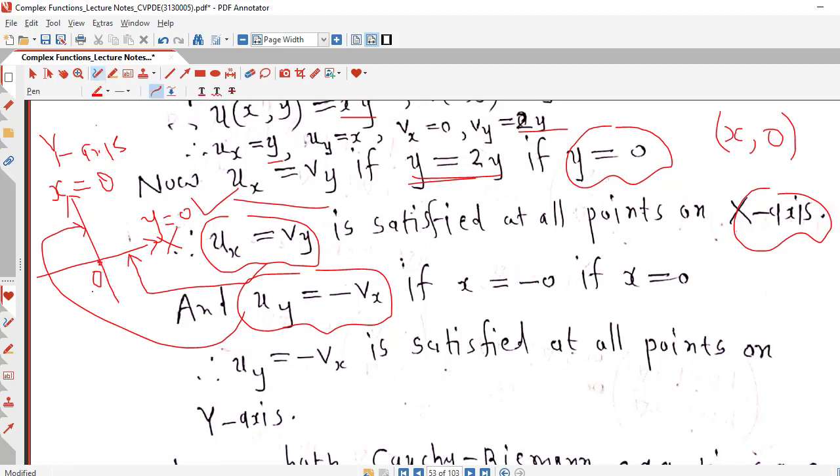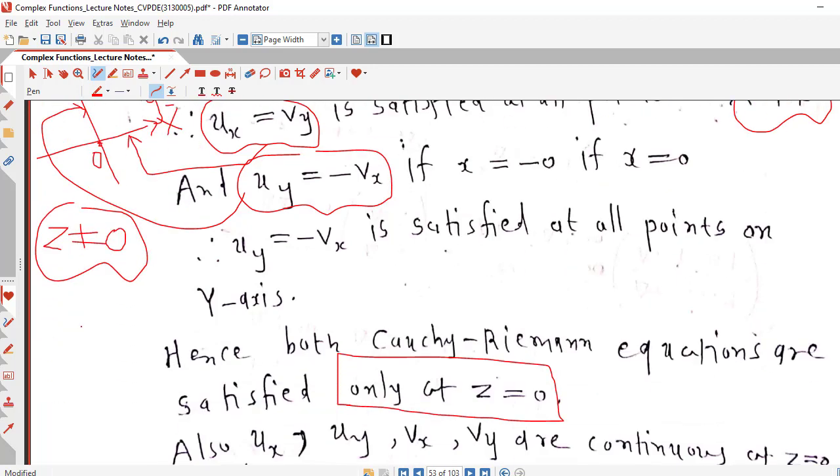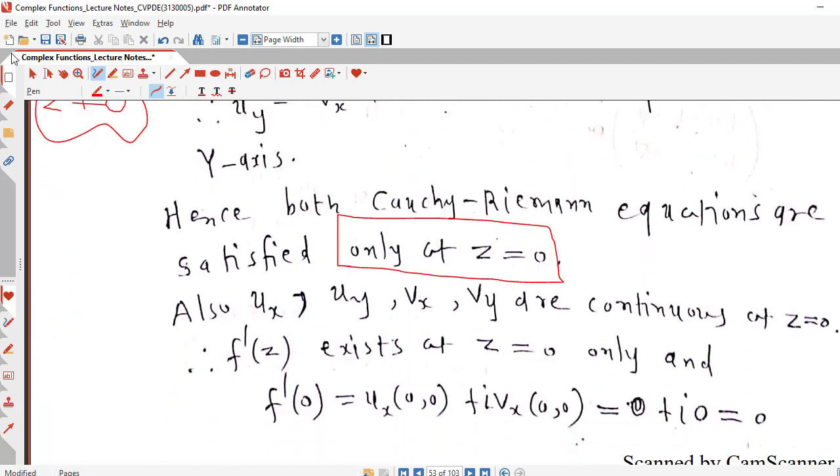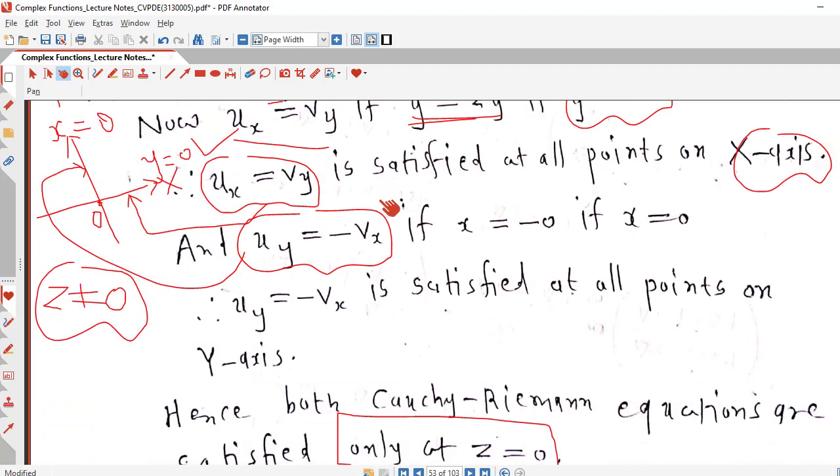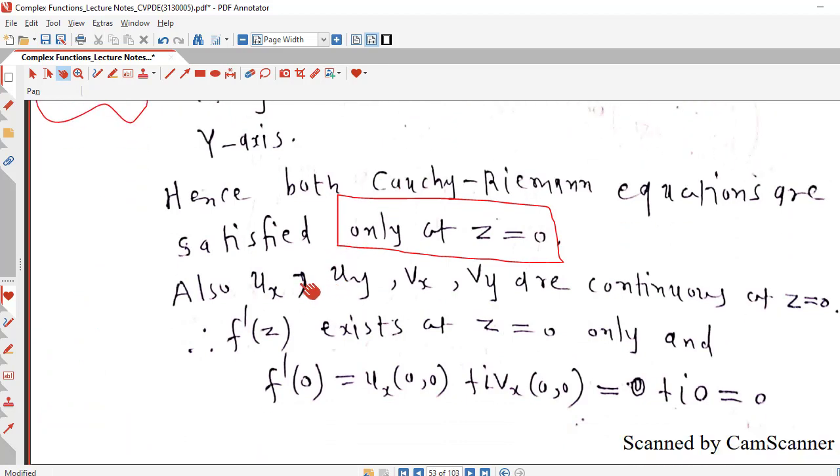That means if we consider any non-zero complex number, then the CR equations are not satisfied at that non-zero complex number. So at every non-zero complex number, the function is not differentiable. And at z = 0, we have to check the continuity condition. So as usual, here also all these partial derivatives are functions of x and y. So they are continuous at every point, and hence they are continuous at z = 0 also.